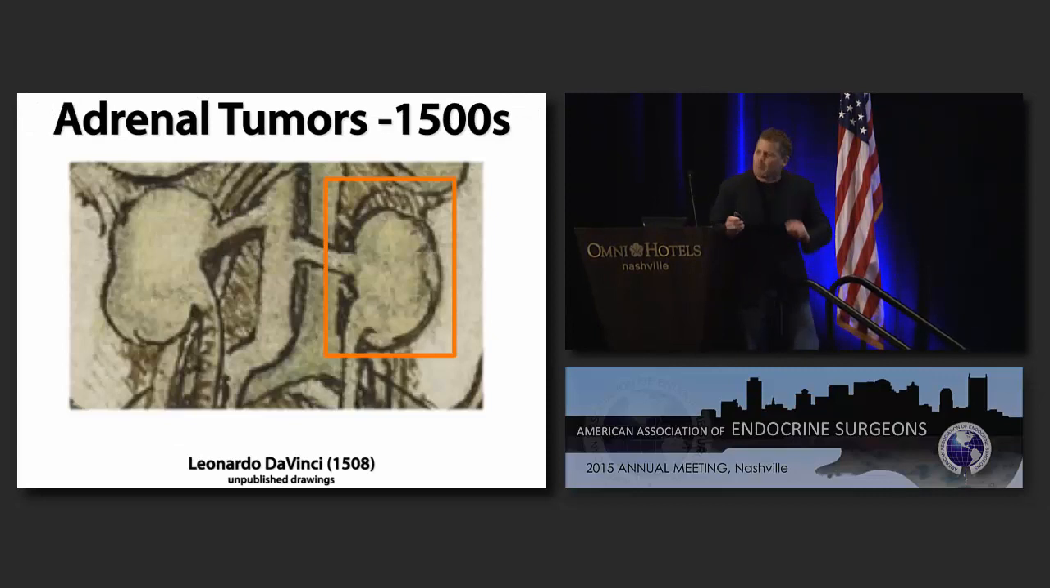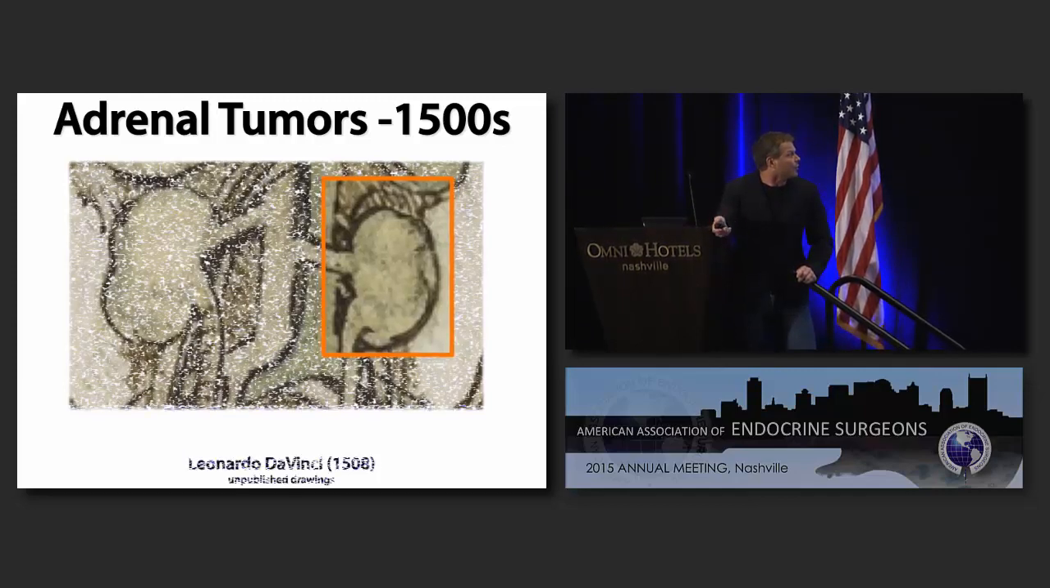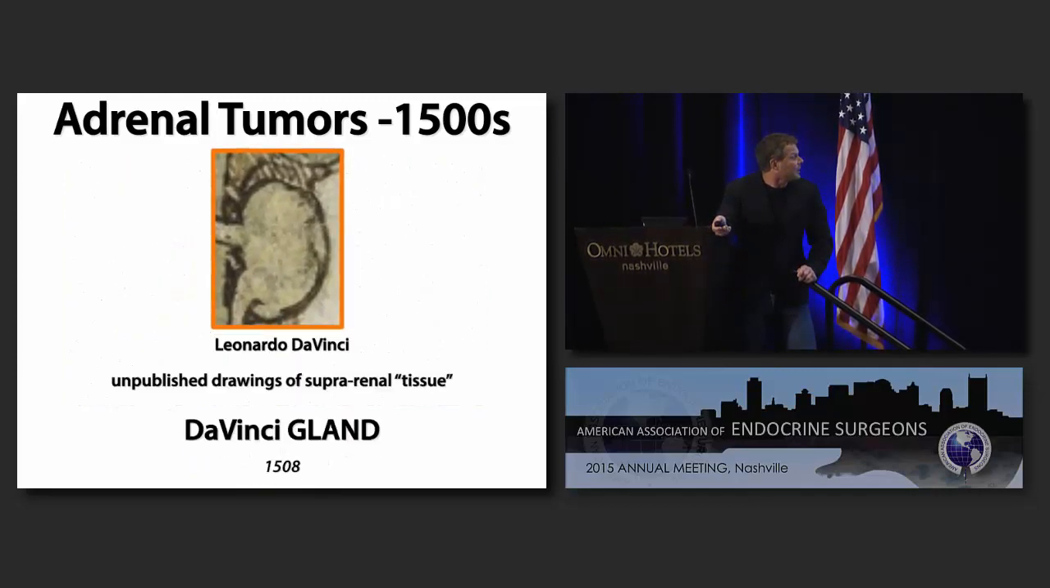Well, we went back to those images and looked very carefully, and we swore that in this one image by Da Vinci, not only was there adrenal tissue above that left adrenal, but there, by golly, was an adrenal tumor. So perhaps we need to think about this more carefully, and I suggest to all fellows, publish your work, because perhaps if Leonardo had published his art back in 1508, this would be appropriately called the Da Vinci gland.